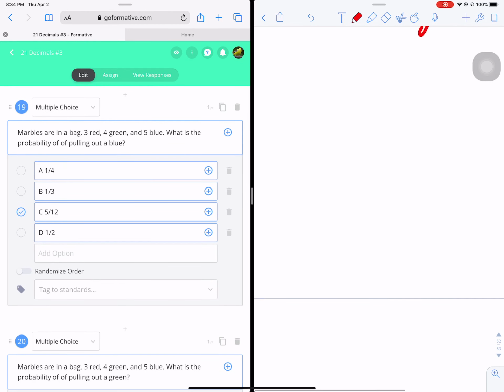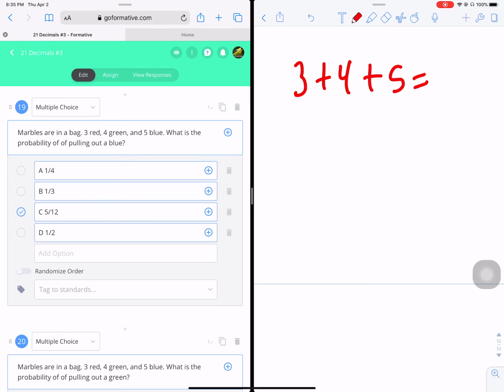Probability. It's kind of the first time probability popping up. Marbles in a bag. You got 3 red, 4 green, 5 blue. What is probability of pulling out a blue? The question is, how many marbles total are in the bag? 3 plus 4 plus 5. What is that going to be? 12. And then how many of them are blue? So your fraction is 5 over 12, and that's what's there.